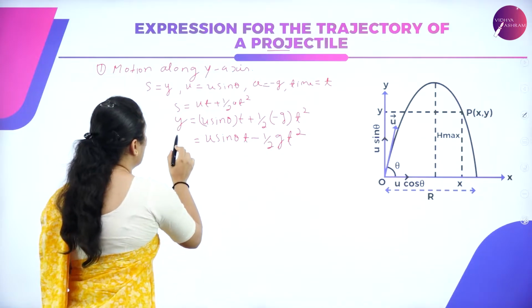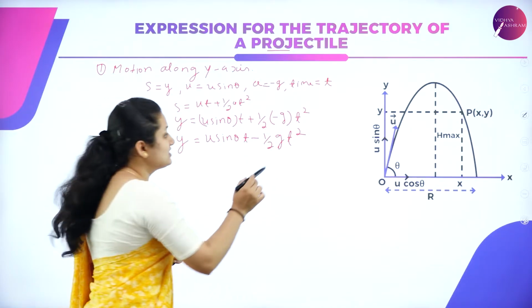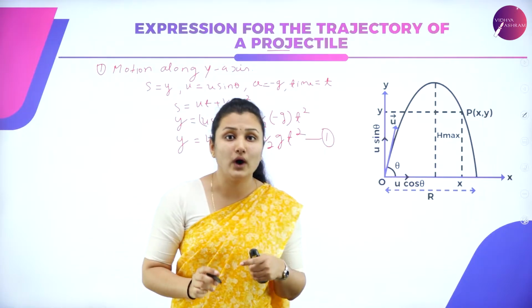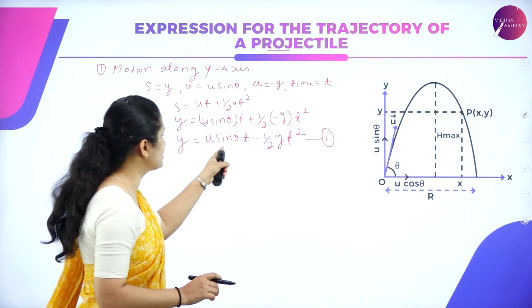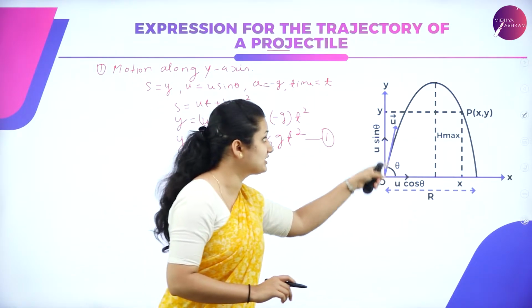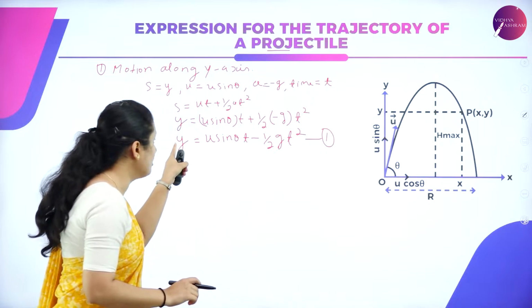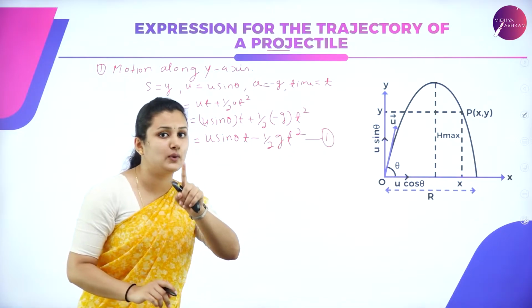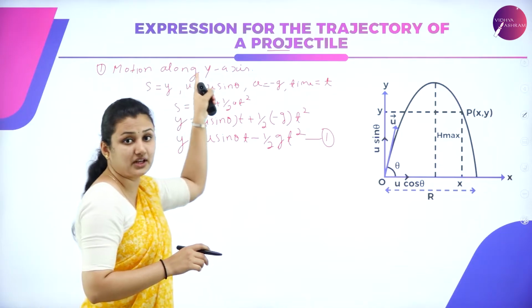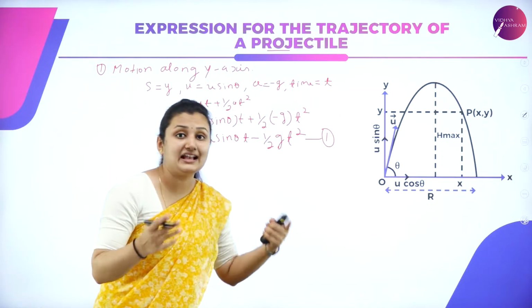So, this is your y, this is your equation 1. Consider this as equation 1. This is the equation that describes the motion of the projectile along the y-axis. Similarly, now I want to know the motion of the projectile along the x-axis.